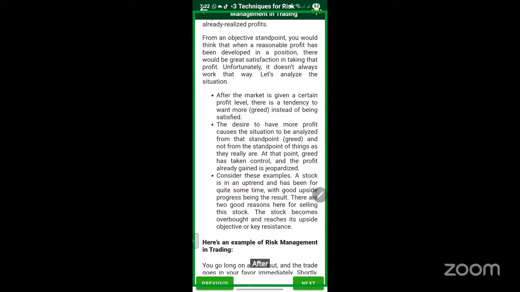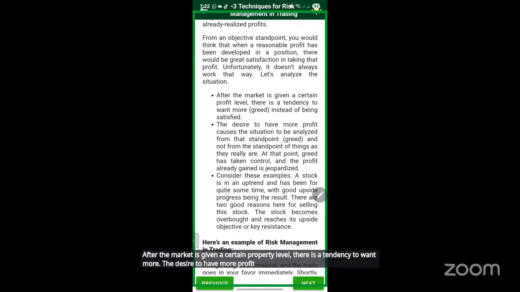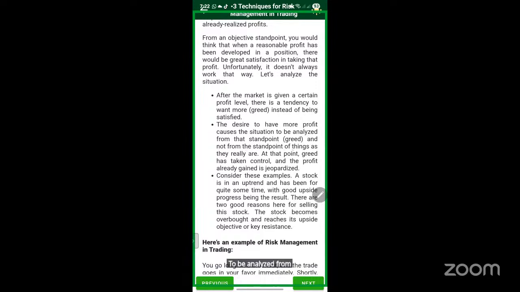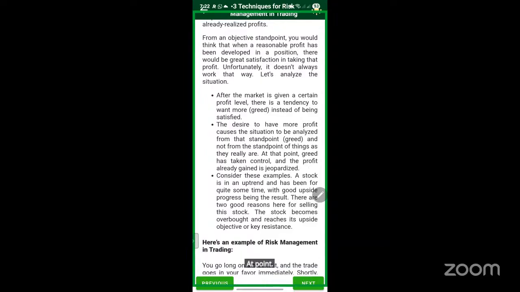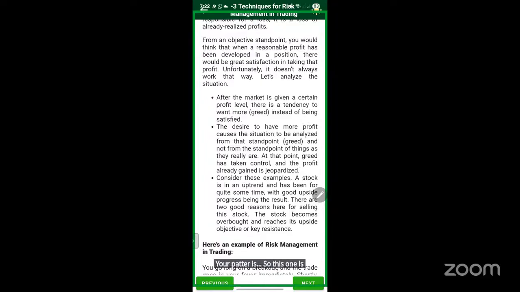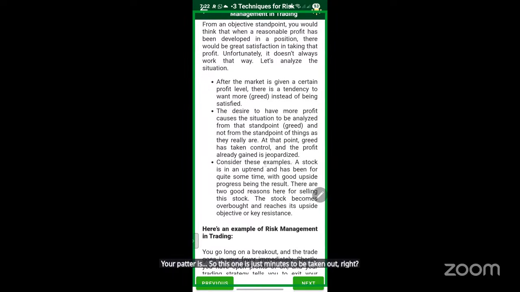After the market has given a certain profit level, there is a tendency to want more. The desire to have more profit causes the situation to be analyzed from the standpoint of greed, and not from the standpoint of things as they really are. At that point, greed has taken control, and the profit already gained is jeopardized. So this one just means to be taken out, right? To lose the money that you have already made.